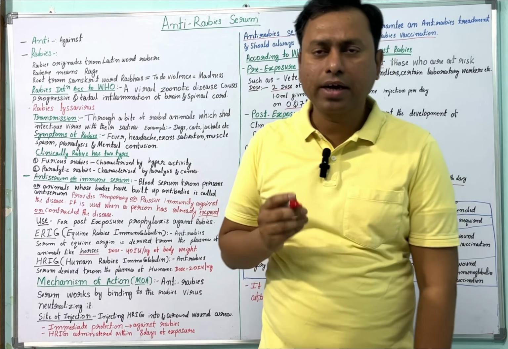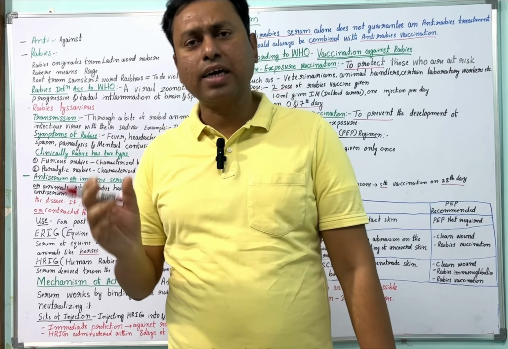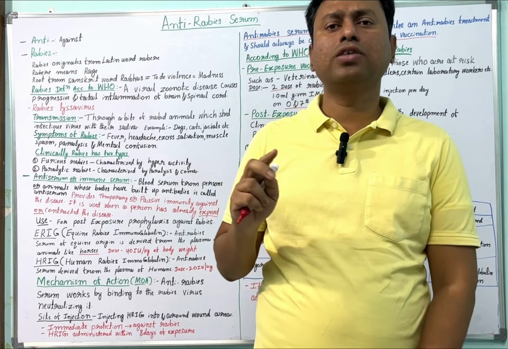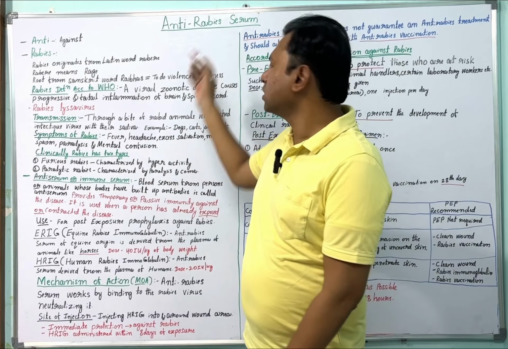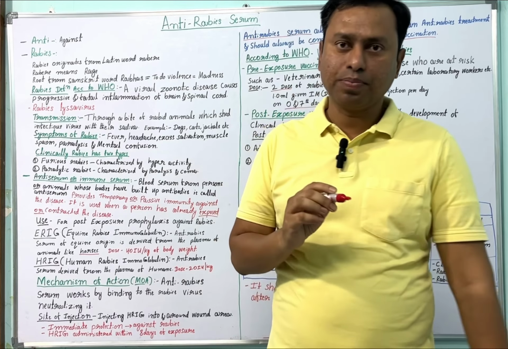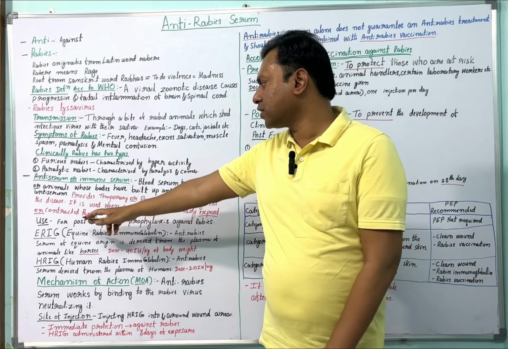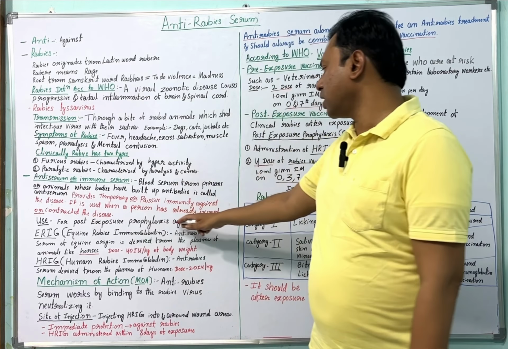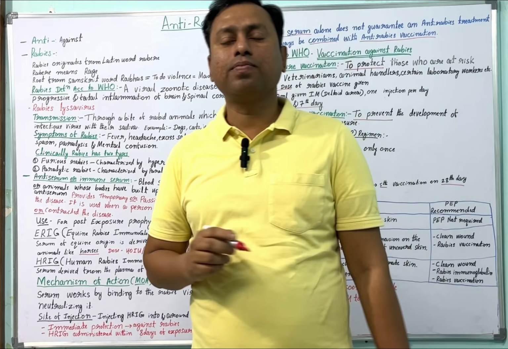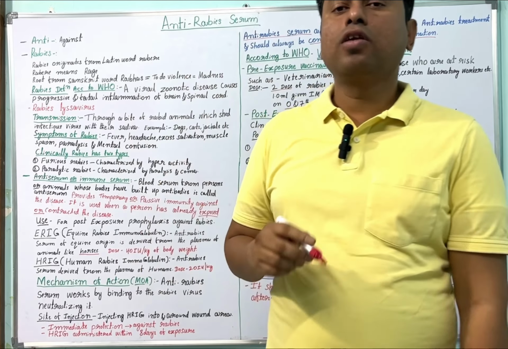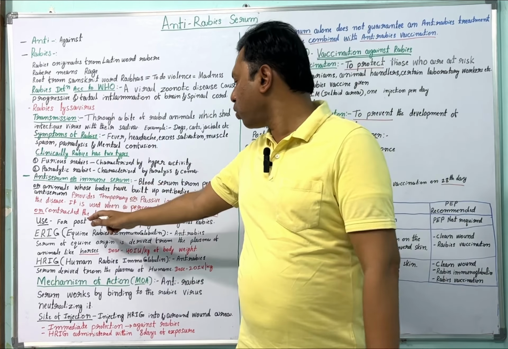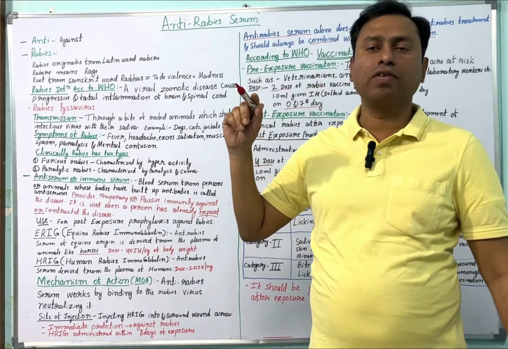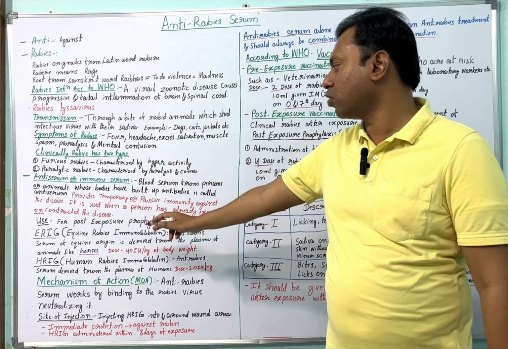Okay. We give the serum only when the person has had a bite or exposure. In those cases only we are giving this anti-rabies serum. The next use is post-exposure prophylaxis against rabies only. Whenever there is a dog bite, that is the post-exposure. After the exposure only, we give it as prophylaxis against rabies. Okay, this is about the post-exposure.